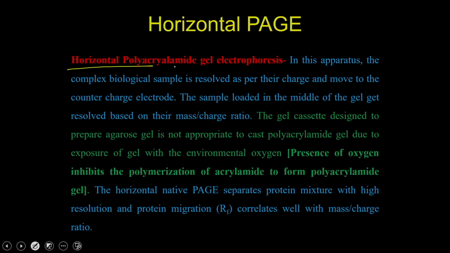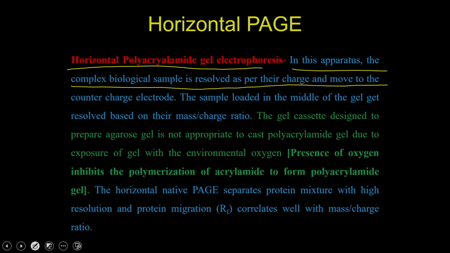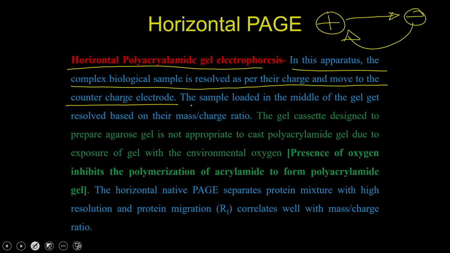So, in the horizontal gel electrophoresis apparatus, the complex biological sample is resolved as per its charge and moved to the counter-charge electrode, which means the positive will move towards the negative and the negative will move towards the positive. The sample loaded in the middle of the gel gets resolved based on its mass by charge ratio.